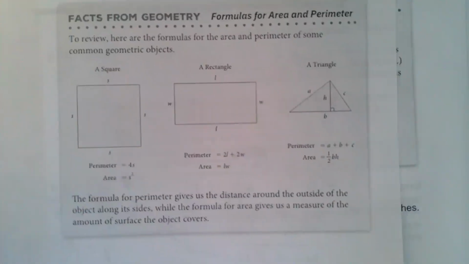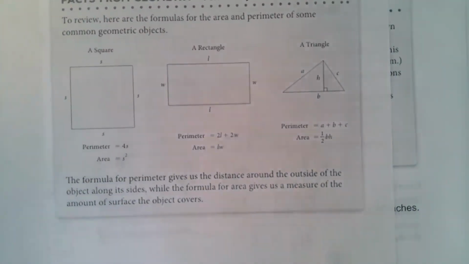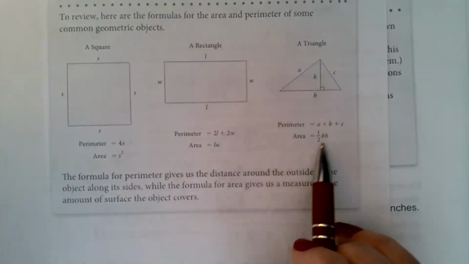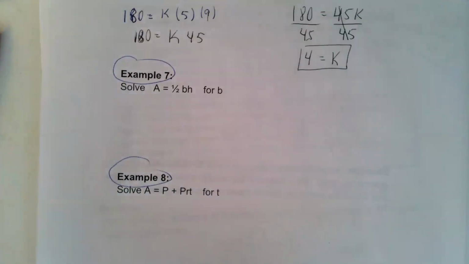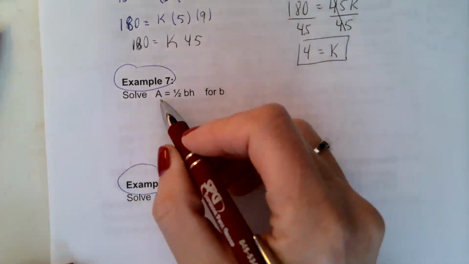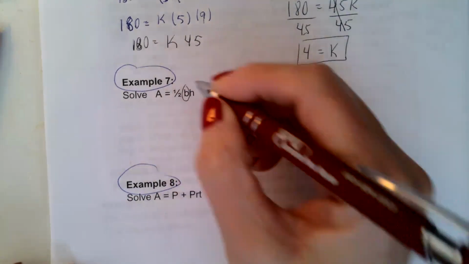And you're going to see at the end of this lesson, there are some formulas from geometry that we're going to be using here and there a little bit this semester. And here is the area of a triangle, 1/2 base times height. So we're just going to solve for B. I don't know the A and I don't know the H, but I just want to isolate B.